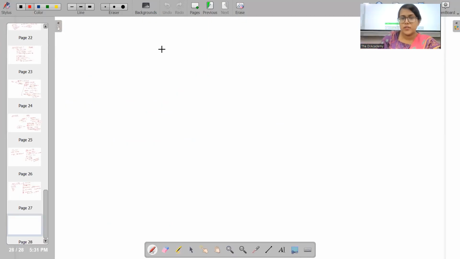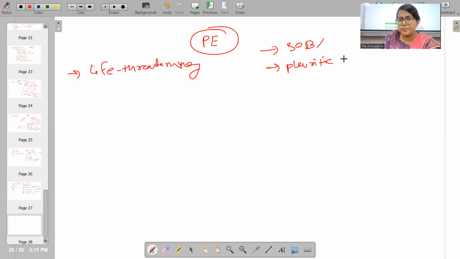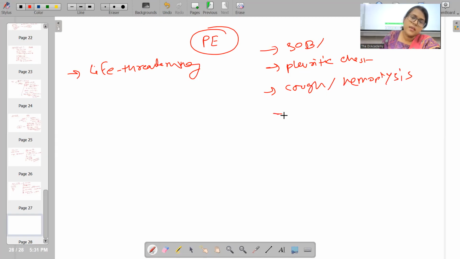Okay, now our topic of discussion is pulmonary embolism. Pulmonary embolism, first of all, this is a medical emergency. It's a life-threatening condition. And in pulmonary embolism, what happens, there is some blood clot within the pulmonary vasculature, all right? And common feature is shortness of breath. Number 2 is pleuritic chest pain, cough, sometimes even with hemoptysis it can happen, and sometimes even low-grade fever can take place in a patient with pulmonary embolism.